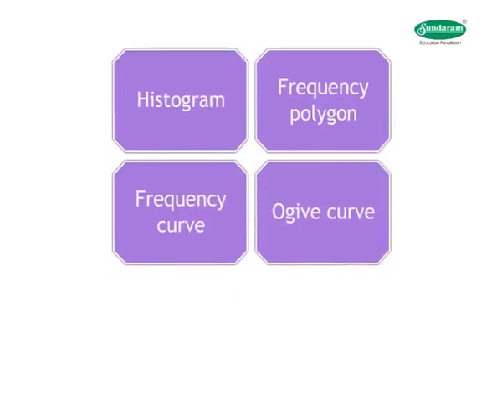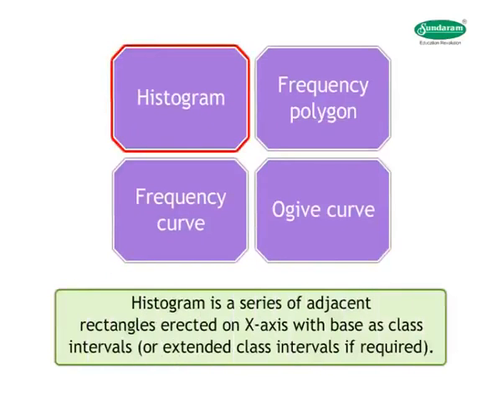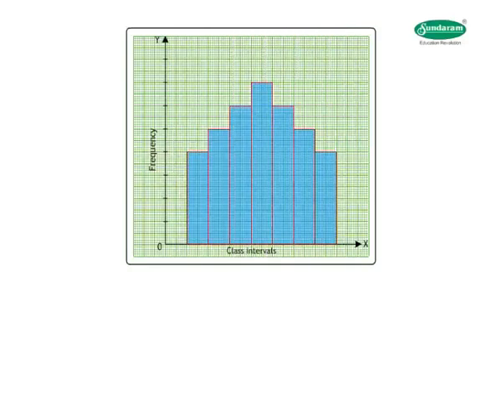Let's begin with histogram. Histogram is a series of adjacent rectangles erected on x-axis with base as class intervals or extended class intervals if required. The height of rectangle is proportional to the corresponding class frequency. But remember, the classes are required to be of same width. See the figure. A typical histogram looks like as shown on the screen.